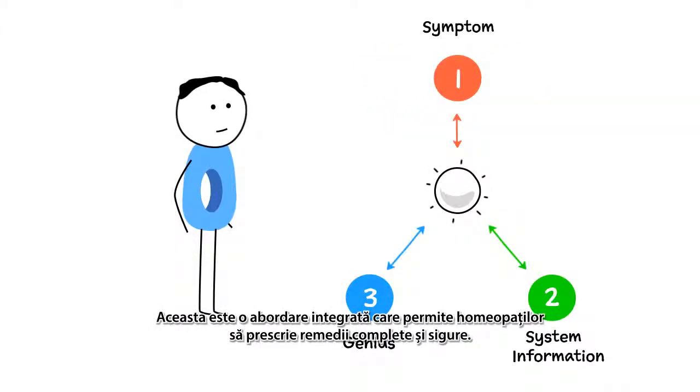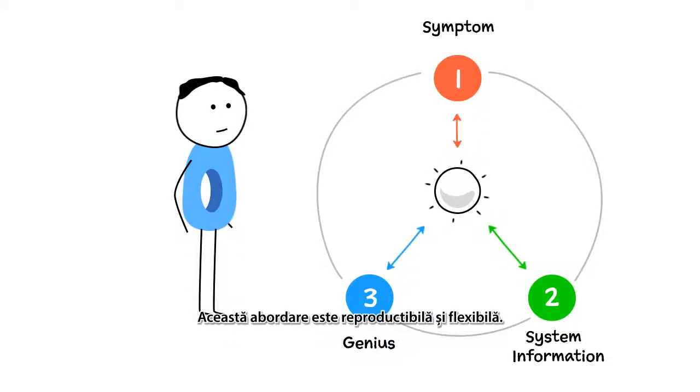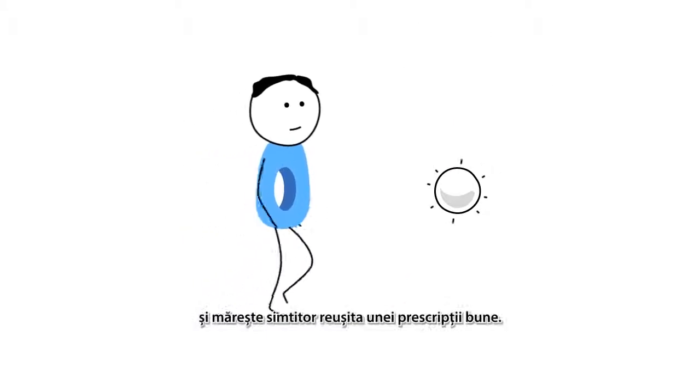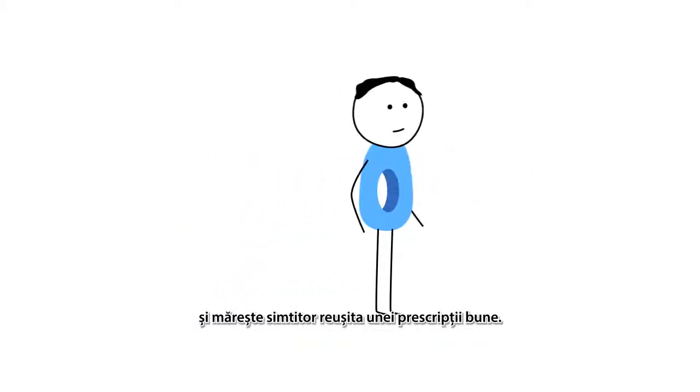This is an integrated approach that enables homeopaths to come up with prescriptions that are more rounded, complete, and sure. The approach is reproducible and flexible. It gives homeopaths more possible ways of coming to the remedy and so greatly increases the likelihood of a good prescription.